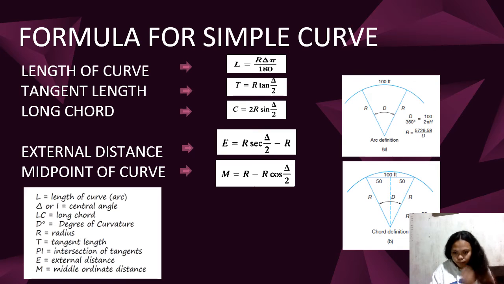Then in getting the radius in arc definition, we have R equals 5729.58 over D, which is the degree of the curvature. Then for the chord definition naman, ang R niya is R equals 50 over sine D over 2.